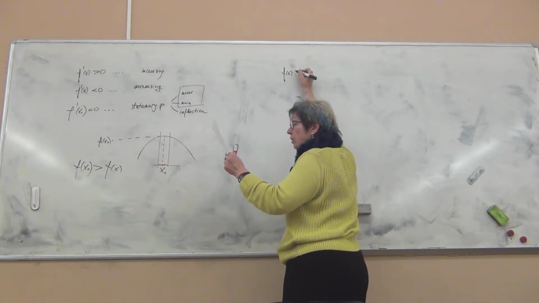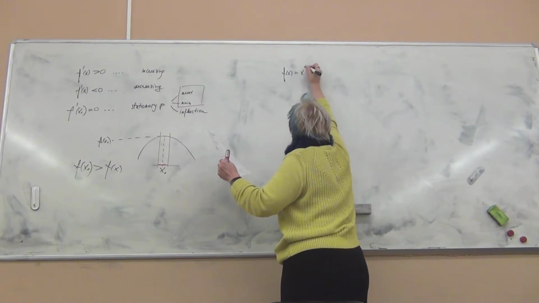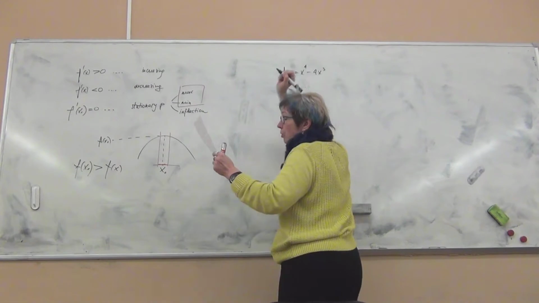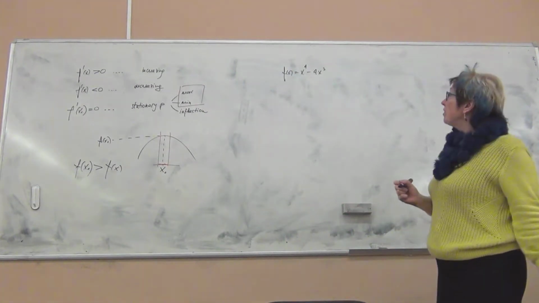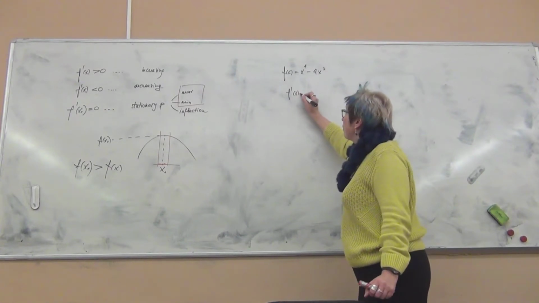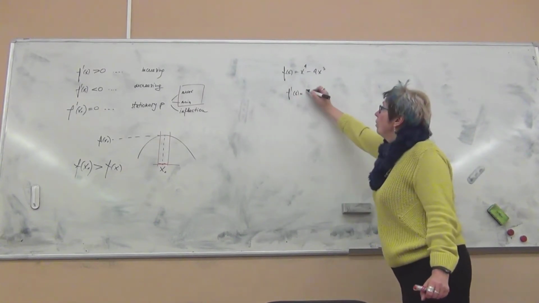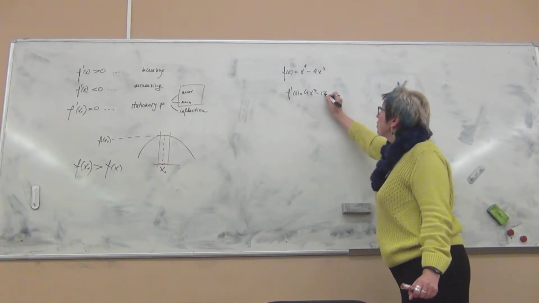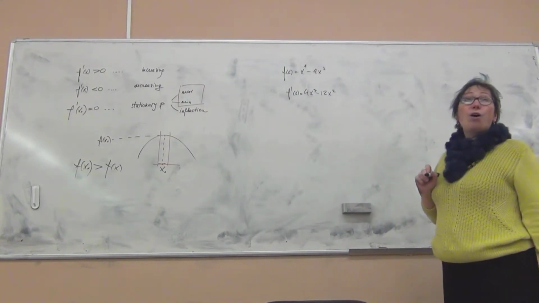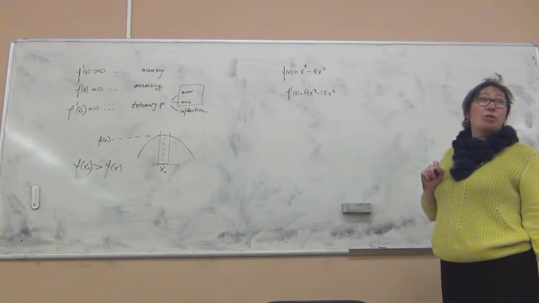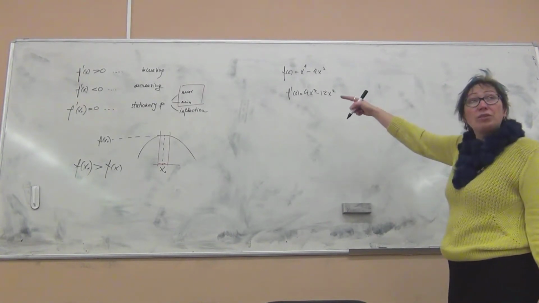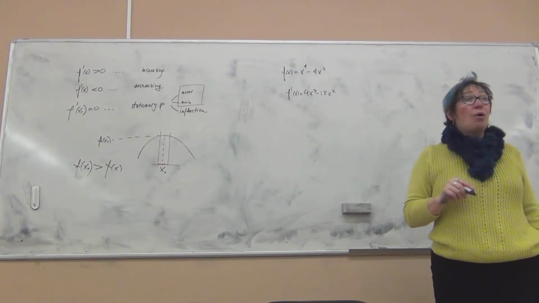For instance, the function is x to the fourth minus 4x cubed, and let's investigate this function. First of all, we have to find the derivative. 4x cubed minus 12x squared. Now we have to solve an equation. Let's see at which points the derivative equals 0.